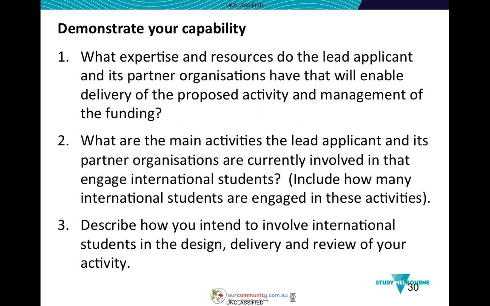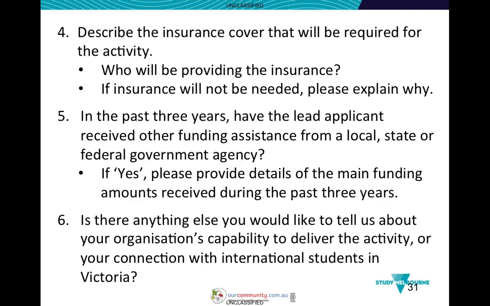The fourth one is talking about insurance cover. So who's going to provide the insurance? Is it the lead applicant? If you don't believe insurance is going to be needed, then please explain why.